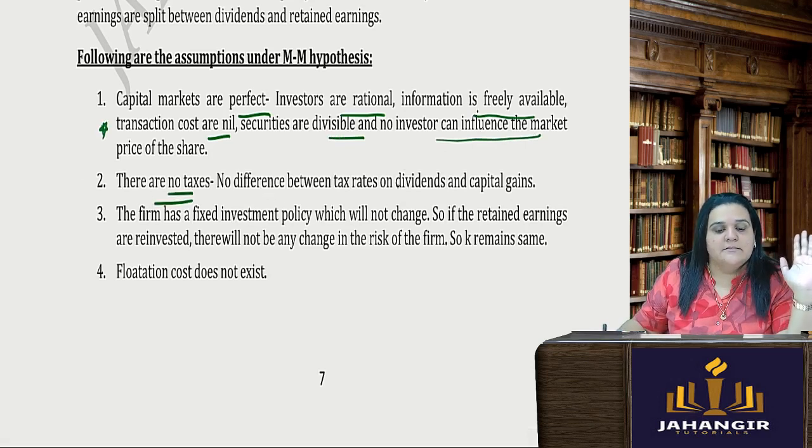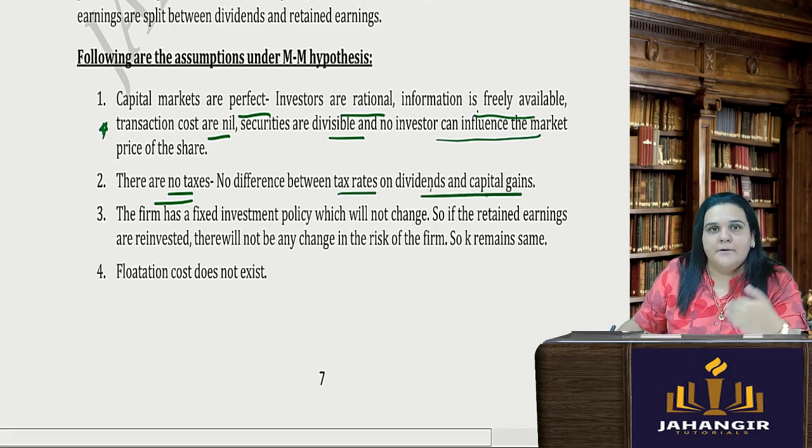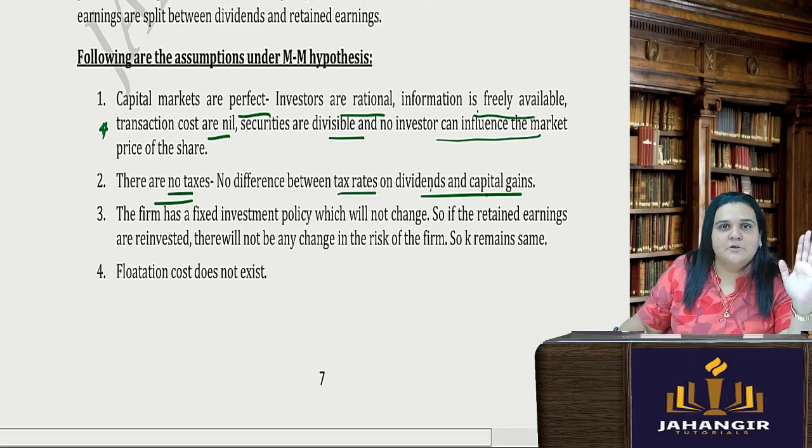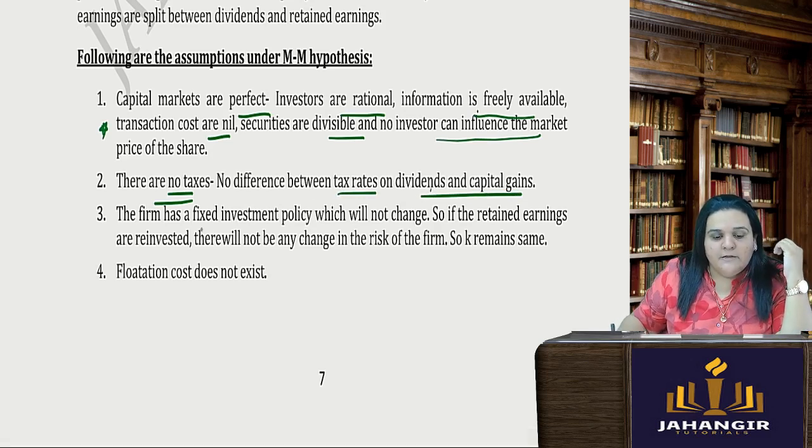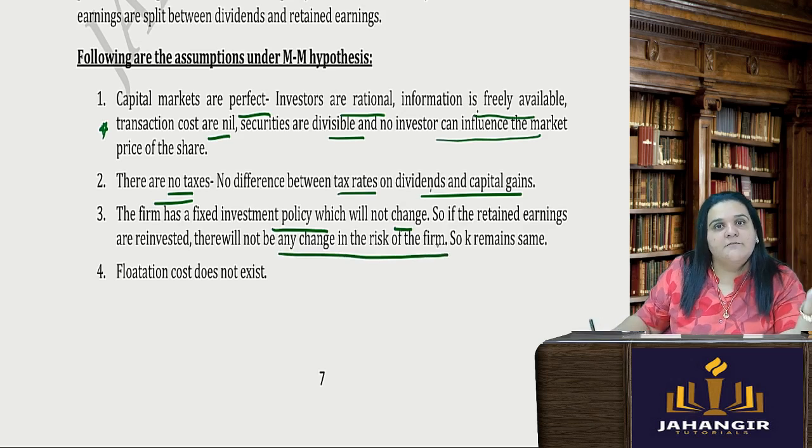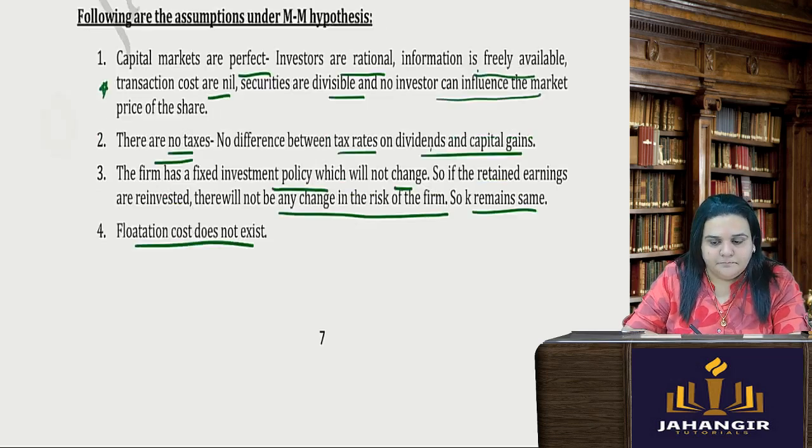However, there are no taxes. There is no difference between tax rates on dividends and capital gains. There is no tax rate at all. Capital gain is free of tax. Dividend is also free of tax. The firm has a fixed investment policy which will not change. So even if the retained earnings are reinvested, there will be no change in the risk of the firm. Therefore, K will always remain the same. Flotation cost does not exist.